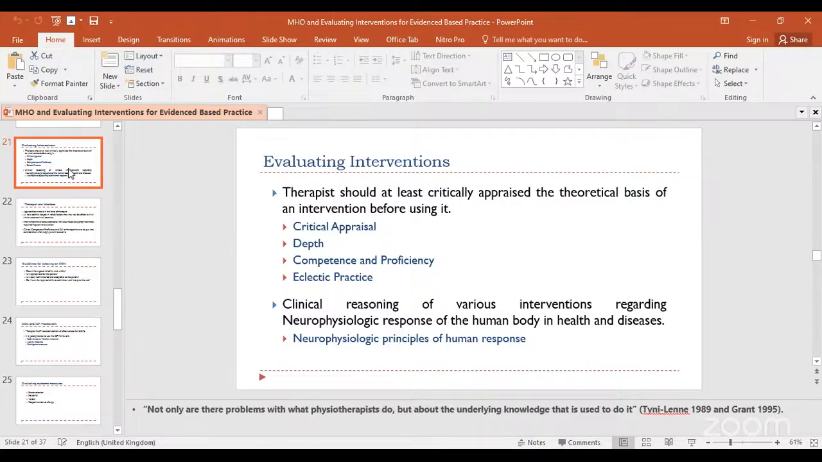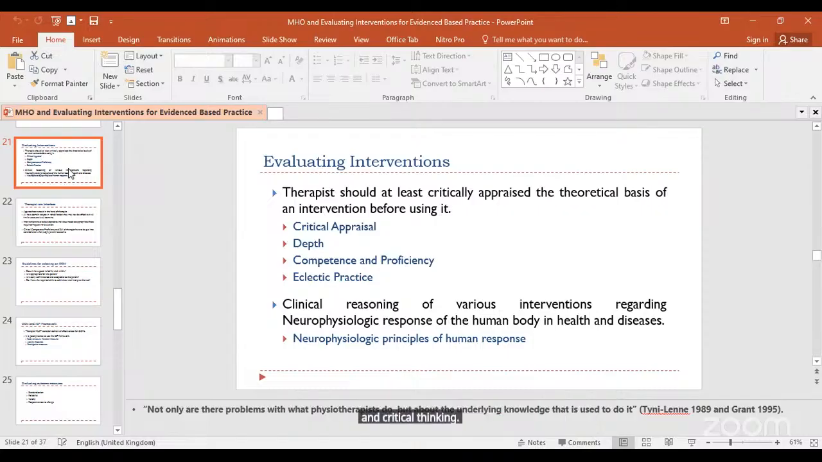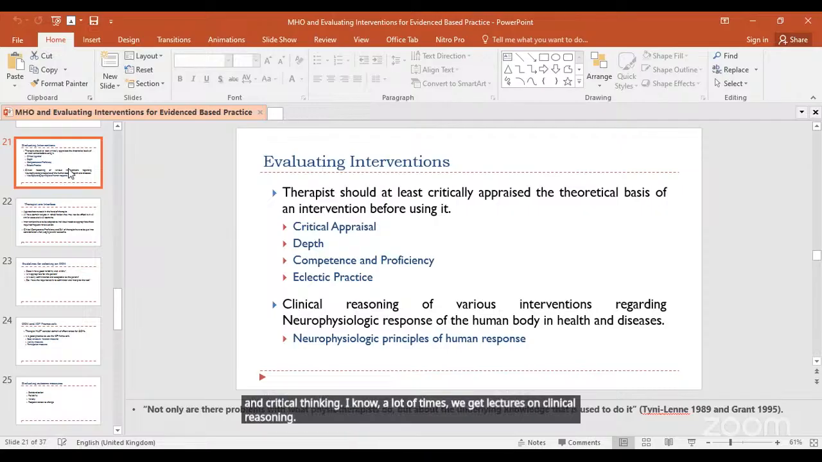So what I mean basically is that we must appraise every intervention based on the theoretical basis before using it. We must do critical appraisal. We must understand the depth. And what is depth? Depth is clinical reasoning and critical thinking. I know a lot of time we get lectures on clinical reasoning. Again, this is a problem because we extract clinical reasoning out of depth.